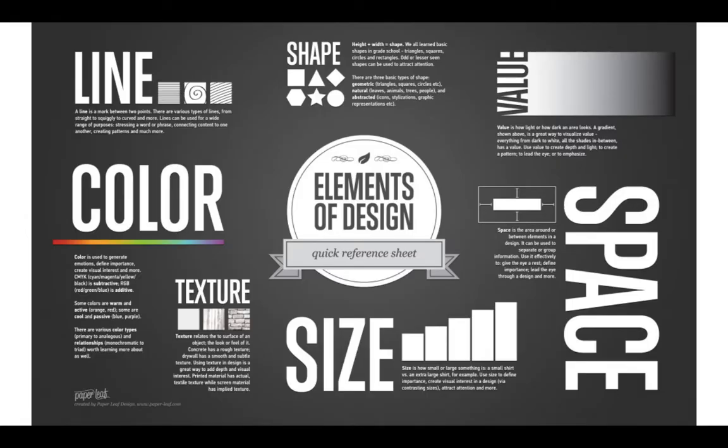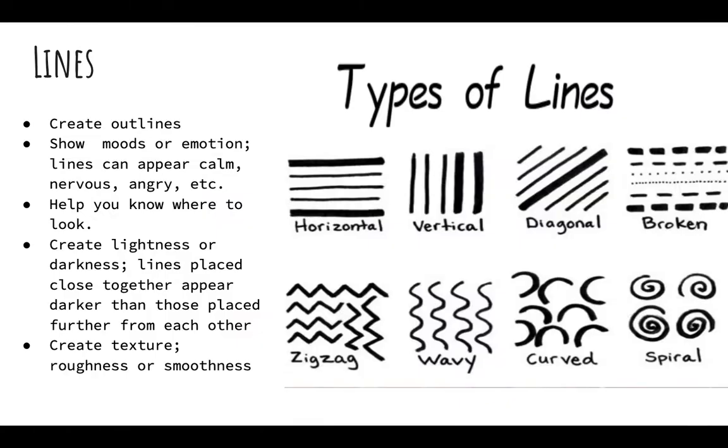So this page shows all of the elements of design. And I'll make sure that I share this on OneNote so that you have it to look at. So there's line, color, texture, shape, value, space, and size. And you can talk about any of these in your assignment today, but we're going to focus on just a couple of them.